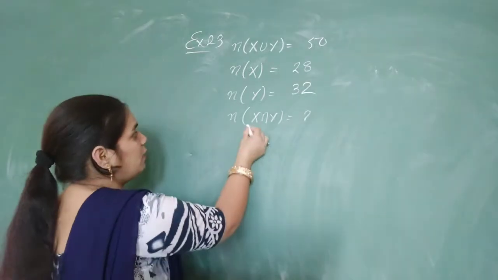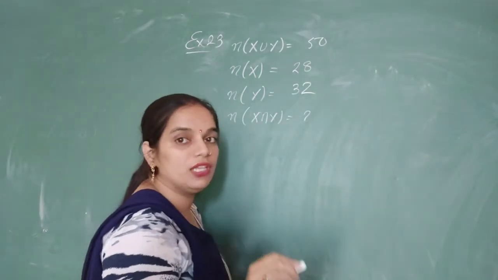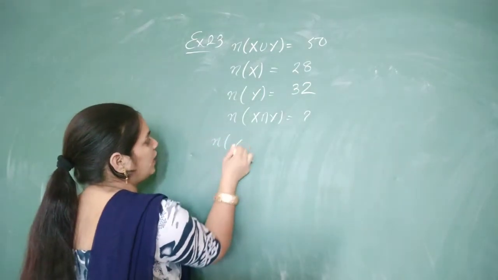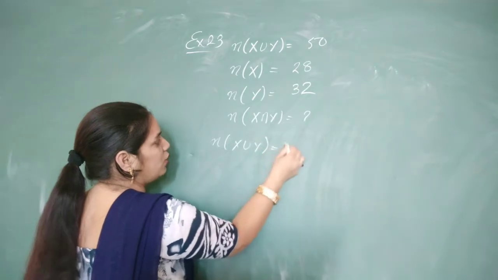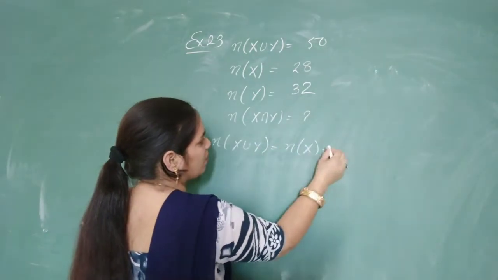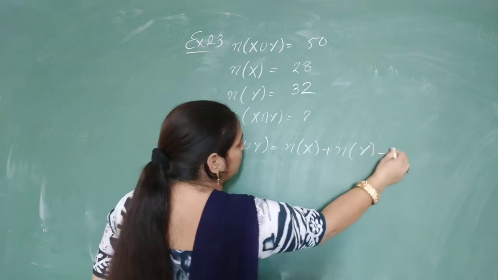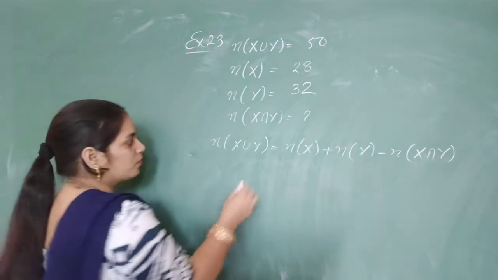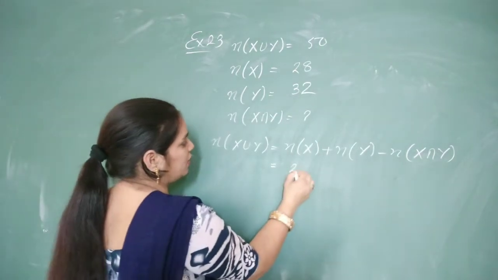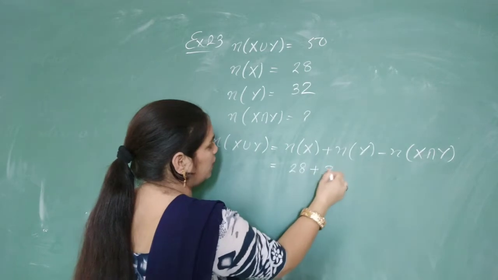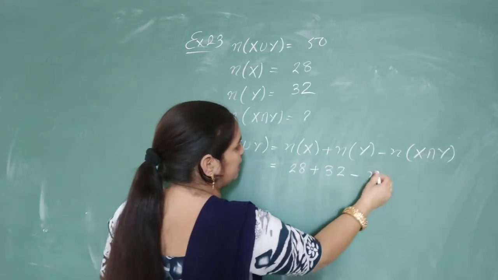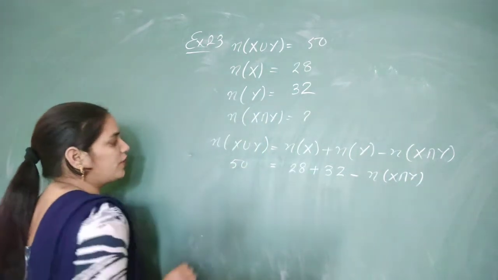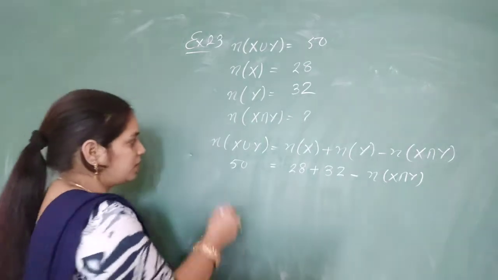Now we have to find X intersection Y, so we will use our first identity, or we can say first property. According to that, the number of elements in X union Y is equal to the number of elements in set X plus the number of elements in set Y minus the number of elements in X intersection Y. Now the number of elements in set X are 28, Y 32, and their intersection we have to find. In their union we have 50 elements.